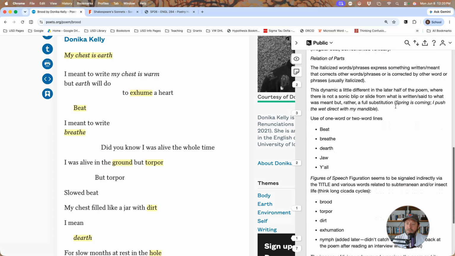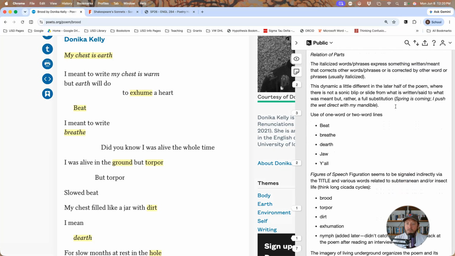Okay, so relation of parts. The one thing that occurred to me here was that the italicized words and phrases in the poem express something written or meant that corrects other words or phrases or is corrected by other words and phrases.